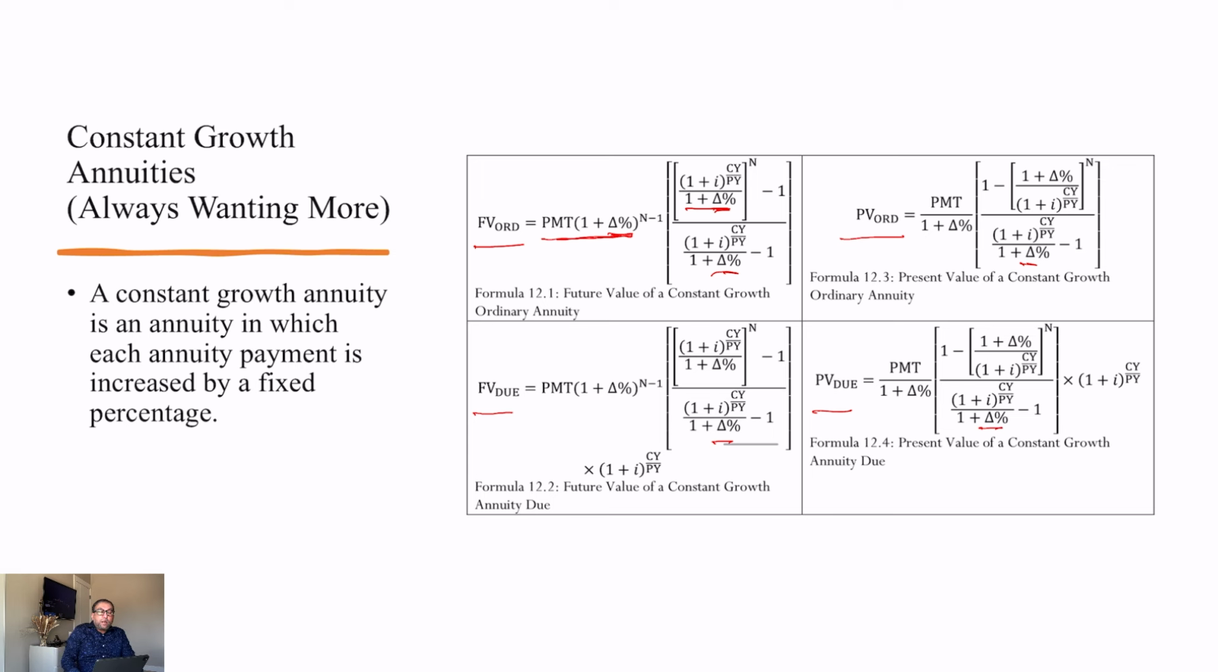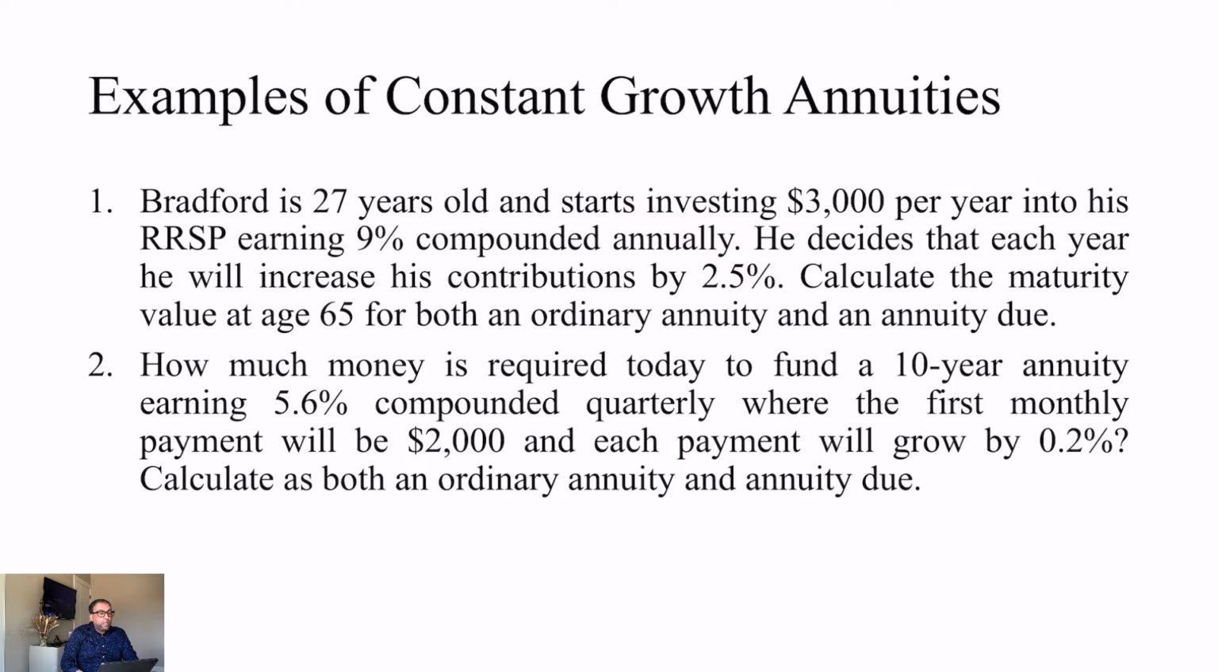A constant growth annuity is an annuity in which each annuity payment is increased by a fixed percentage. So here is an example. Bradford is 27 years old and starts investing 3,000 per year into his RRSP, earning 9% compounded annually. He decides that each year he will increase his contribution by 2.5%. Calculate the annuity value at the age of 65 for both an ordinary annuity and annuity due.